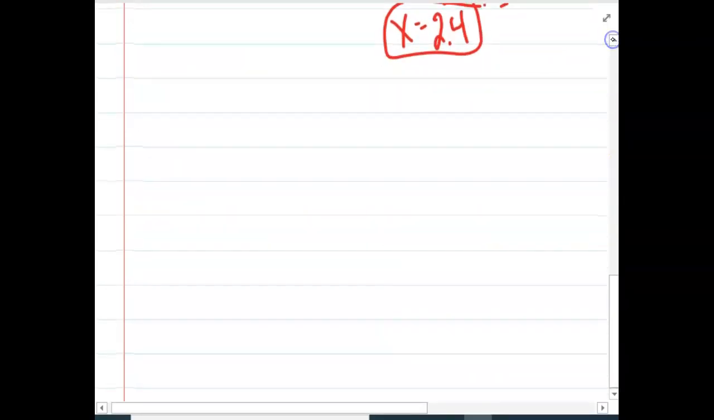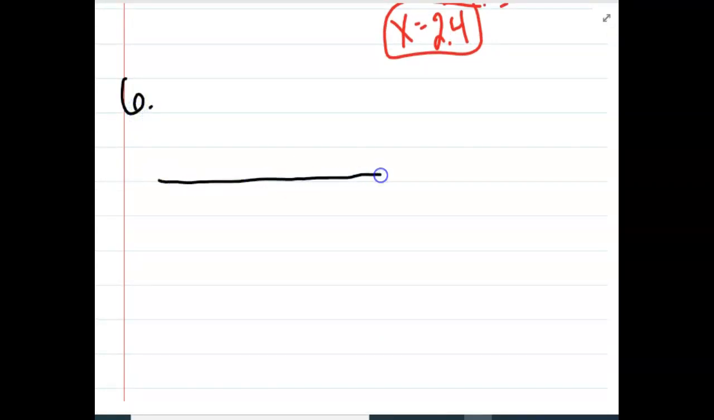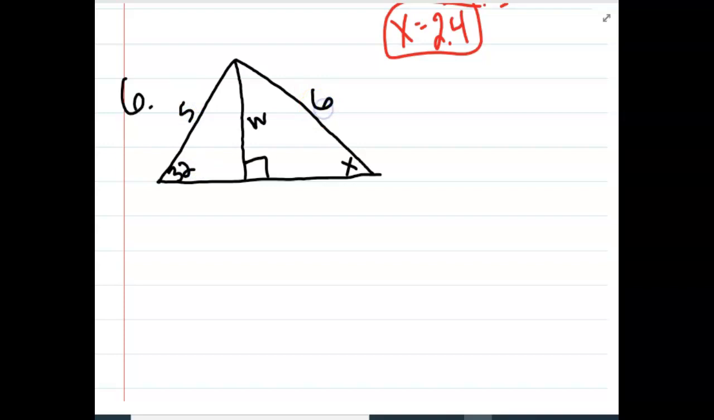Now let's do one more kind of like that. Okay, so let's do a big, long triangle. Actually, kind of two triangles in here, two little right triangles. Okay, that segment going up is going to be our W. This angle over here on the right is going to be our X. This angle on the left is going to be 32. The left side is going to be 5, and the right side is going to be 6.